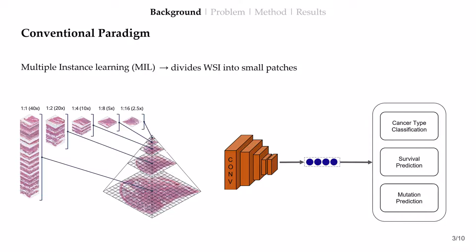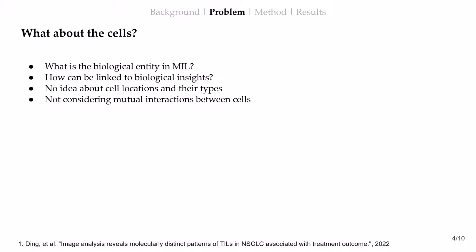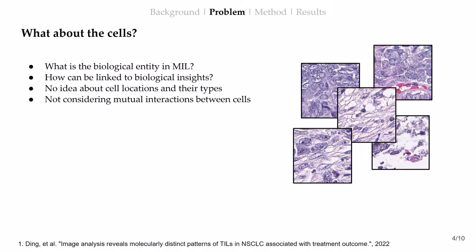Even though this model works pretty well, there are actually a couple of questions that need to be answered in this domain. The first and the most important question is the concept of biological entities. As we all know, cells are the main components of the tissue that build its characteristics. But as we saw, MIL approaches mainly focus on patches, which means they use the pattern appearing in the population of the cells. This also means they would lose information about the individual cells, including cell locations, their types, and more importantly, the mutual interactions that exist between the cells.